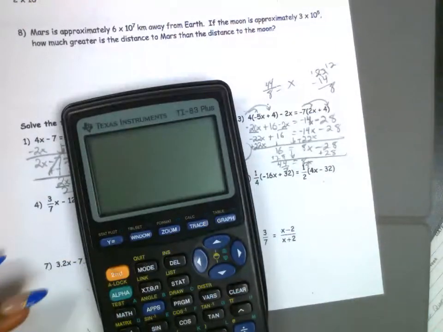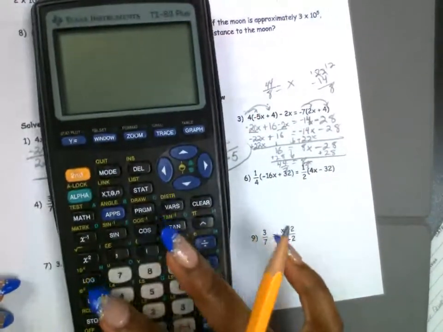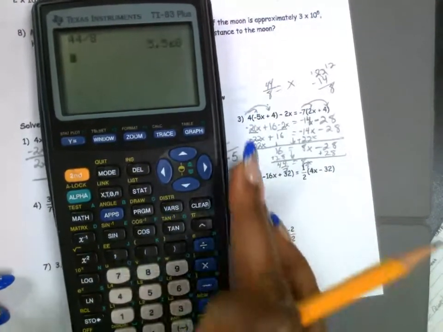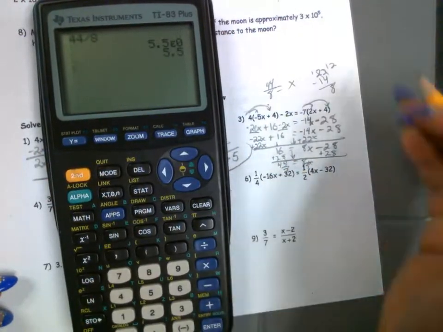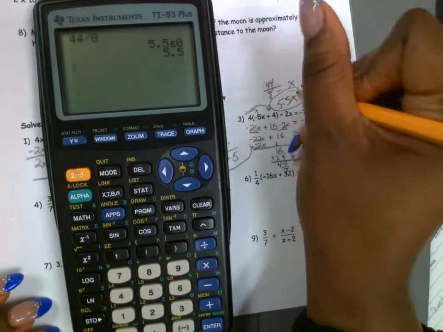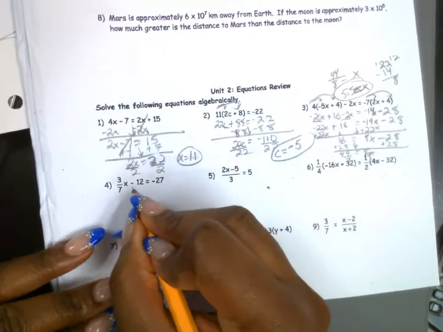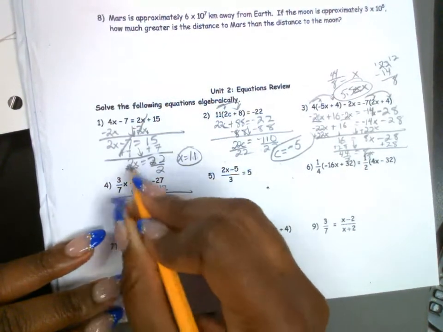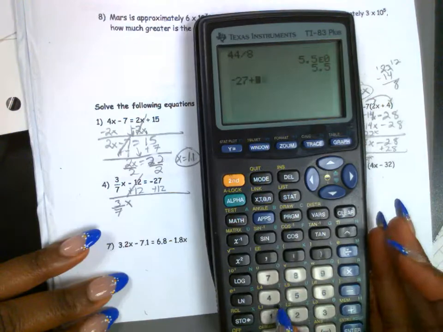All right, so let's see. We got 44 divided by 8, and that gives you 5.5. So x is equal to 5.5. All right, so here we're going to add 12 to both sides. This gives us 3 over 7 x, bring that down. This is gone. You have negative 27 plus 12.